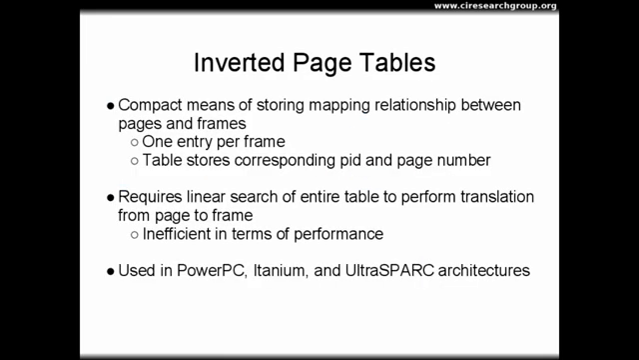Some architectures, notably PowerPC and Intel Itanium, store their page tables backwards. That is, the system stores a data structure with one entry per frame, and the entry stores the corresponding page number along with the process ID of the process owning the page. This approach, called an inverted page table, is efficient in terms of page table storage size. However, inverted page tables are inefficient in terms of performance, and these structures are not used on a majority of systems.